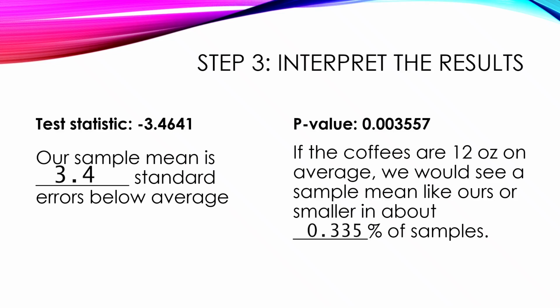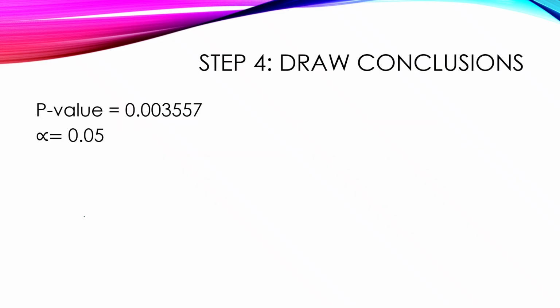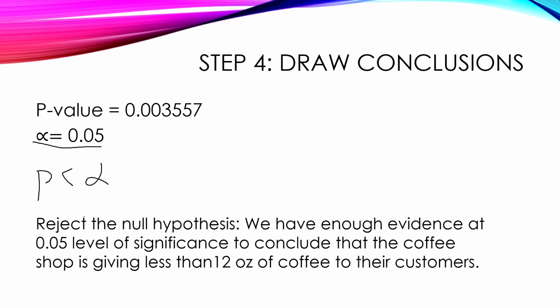So that brings us to our next step, drawing conclusions. So here's our p-value again and our alpha level. Our alpha level is our significance level. It's kind of what we decide our cutoff point is going to be before we find a p-value. So because our p is less than alpha, this means that we're going to reject our null hypothesis. We think it's too unlikely to happen. So we reject the null and say that we do have evidence that the coffee shop is underfilling their coffee. We never say we have proof because 0.35% is very small, but it's not 0, so it can happen.